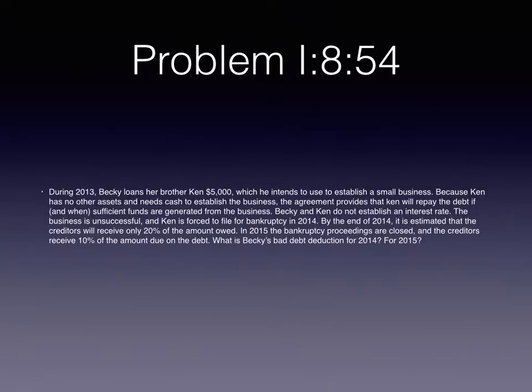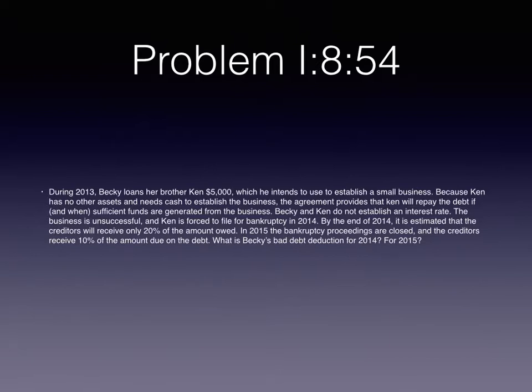Okay, we just looked at a business bad debt issue. This is going to be a non-business bad debt issue. Problem 854. During 2013, Becky loans her brother Ken $5,000, which he intends to use to establish a small business. Because Ken has no other assets and needs cash to establish the business, the agreement provides that Ken will repay the debt if and when sufficient funds are generated from the business. Becky and Ken do not establish any type of interest rate.